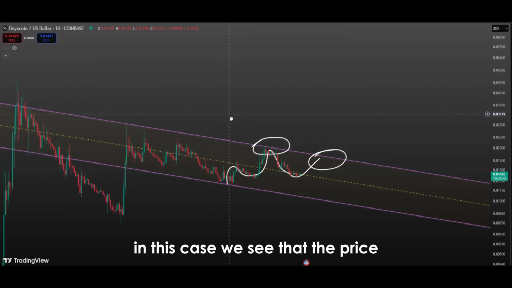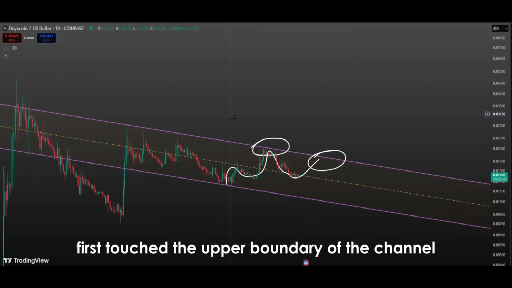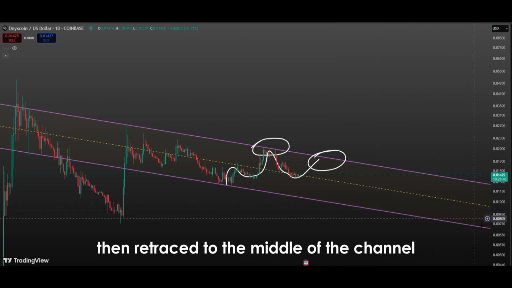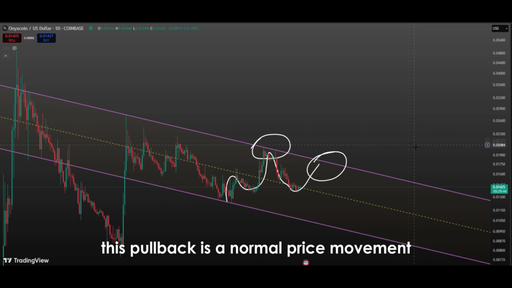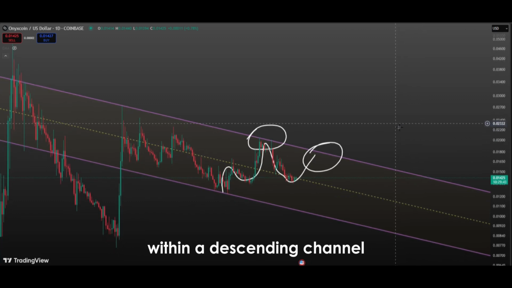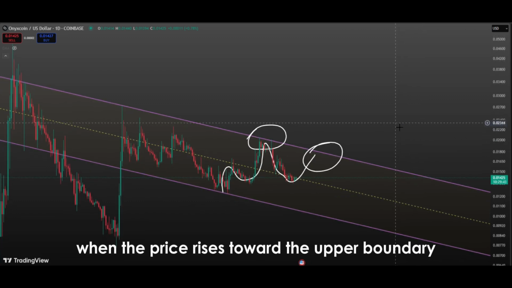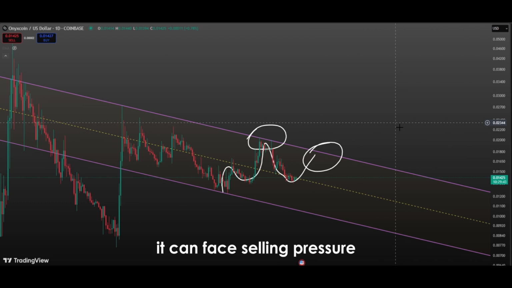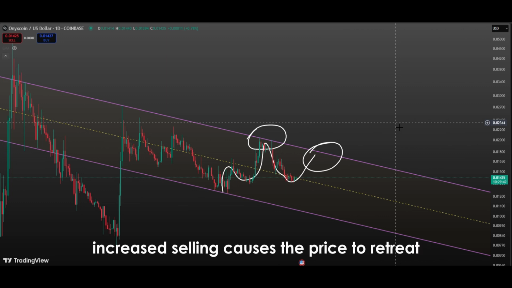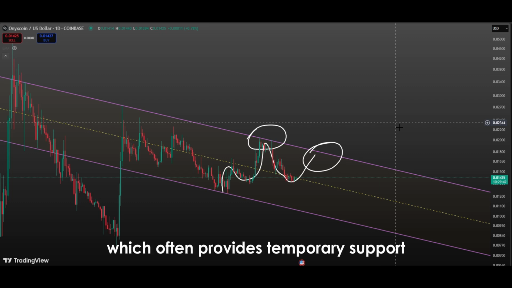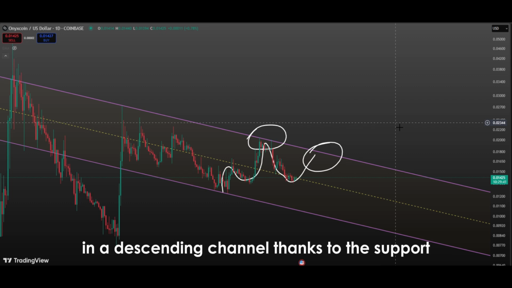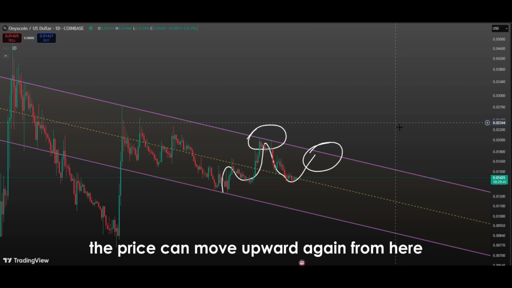In this case, we see that the price first touched the upper boundary of the channel, then retraced to the middle of the channel and found support there. This pullback is a normal price movement within a descending channel. When the price rises toward the upper boundary, it can face selling pressure. Increased selling causes the price to retreat toward the median line, which often provides temporary support in a descending channel. Thanks to the support, the price can move upward again from here.